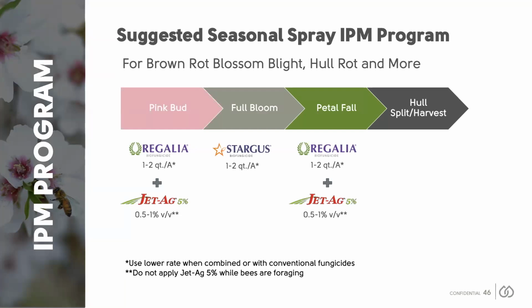And then from petal fall to hull split or harvest, it's a rotation of either Regalia plus JetAg or Stargus plus JetAg. And depending on the rate, you can use the lower rates of Regalia and Stargus when you're combining with conventional chemistry in that BioUnite strategy.